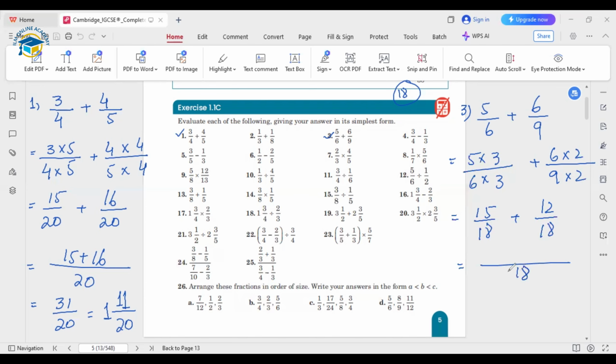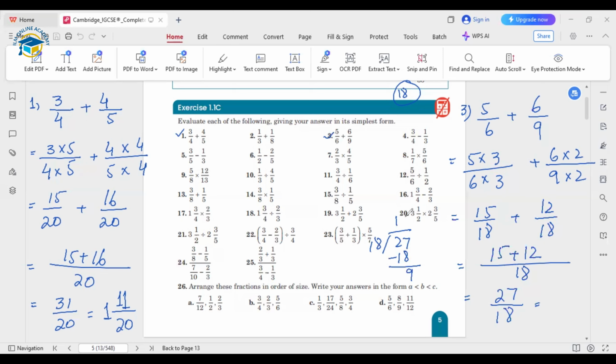When you get the denominator similar, you can write it one time and the numerators you can add together like this. So this will be 27 by 18. Now again, we need to convert this 27 by 18 into a mixed number. 18 two times would be greater, so we will go with 18 one time, 18. And from 27, if we subtract 18, I get 9.